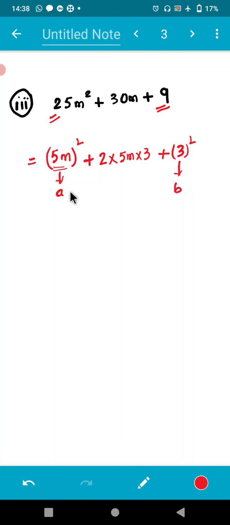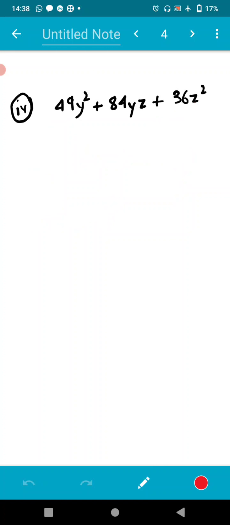Fine. Now just after this, what we have to write? A plus b whole square. So a plus b whole square means what is a? 5m, plus b is what? 3. So this is a plus b whole square. So this is the solution of sum number 3. Now let's move on to sum number 4.